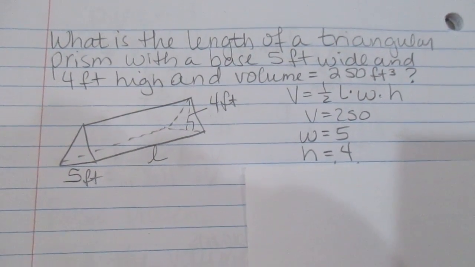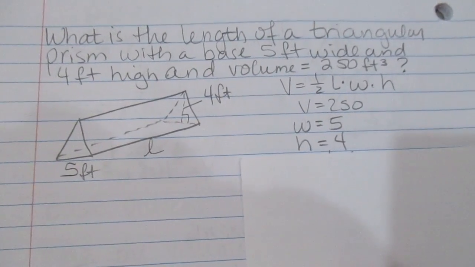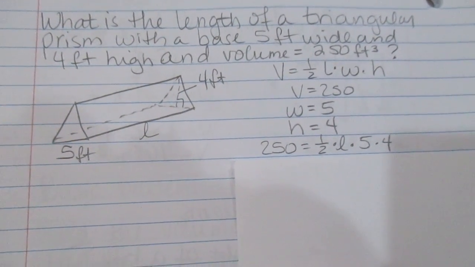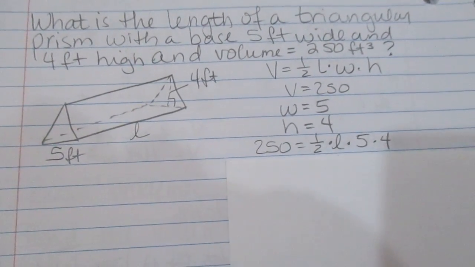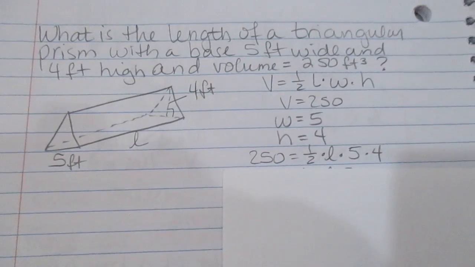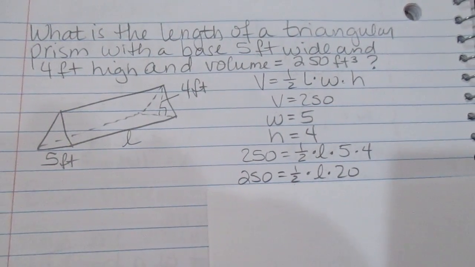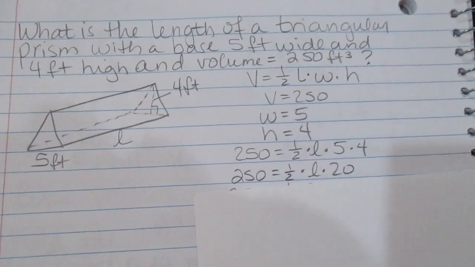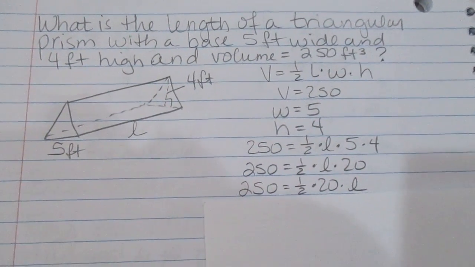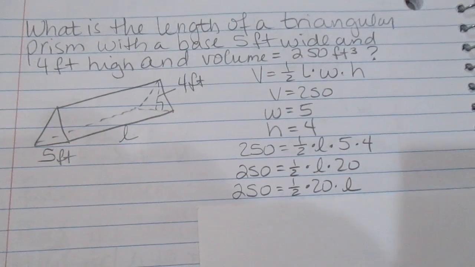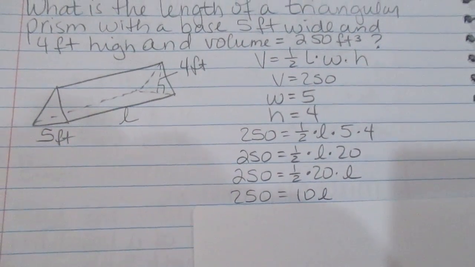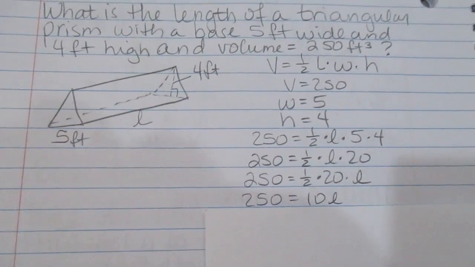Now I'm going to put those into my equation. So I get 250 equals half of L times 5 times 4. Well, now I can simplify. 5 times 4 is 20. And then because multiplication is commutative, I can move my 1/2 next to my 20. So I can find half of 20, or divide 20 by 2. And I get 250 equals 10 times L.